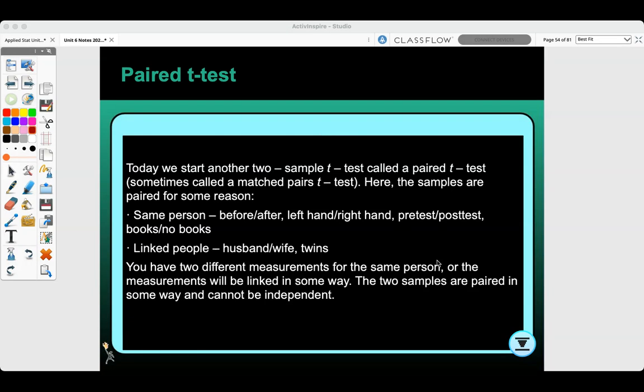Either it's the same person with before and after, left, right hand, pre-test, post-test, books or notebooks. Or linked people, for example, husbands and wives or twins. You have two different measurements for the same person, or the measurements will be linked in some way. The two samples are paired in the same way and cannot be independent.